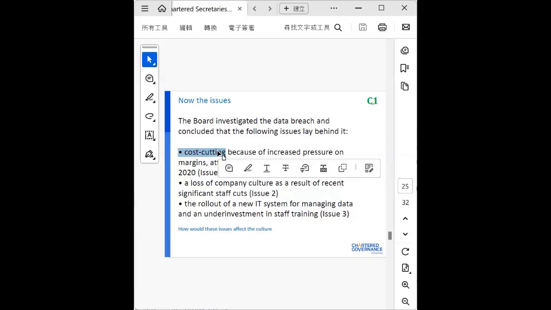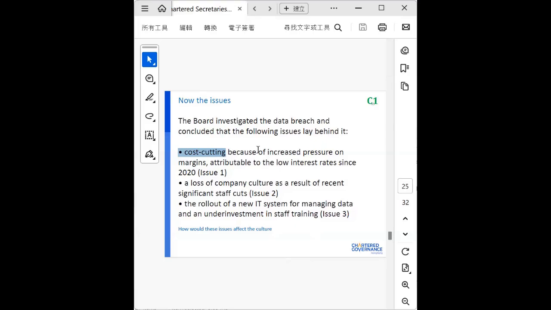The rollout of the new IT system was under-investing in training. Again, this is about the employees' lack of confidence. So the culture of compliance is weakened. They may find ways to bypass the official protocol, to find shortcuts to do things. So the risk management is getting loose.